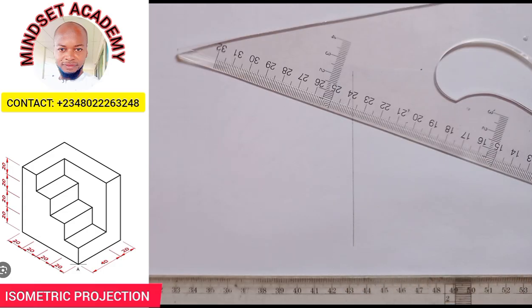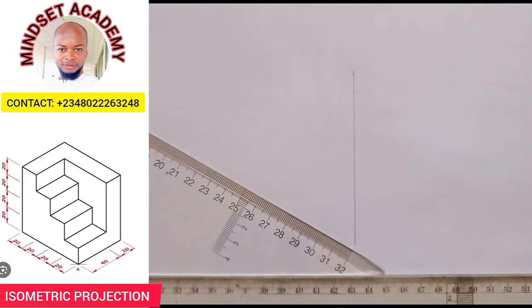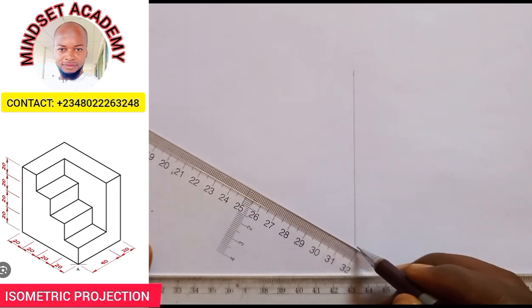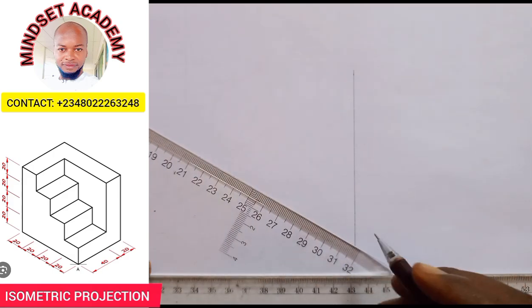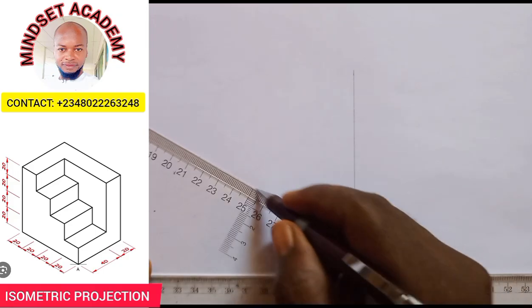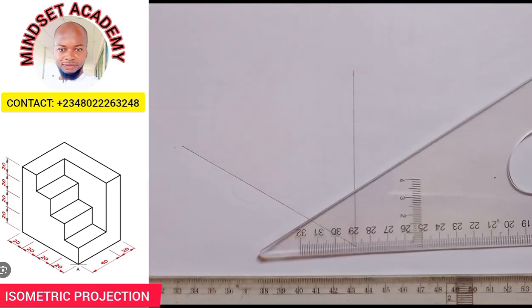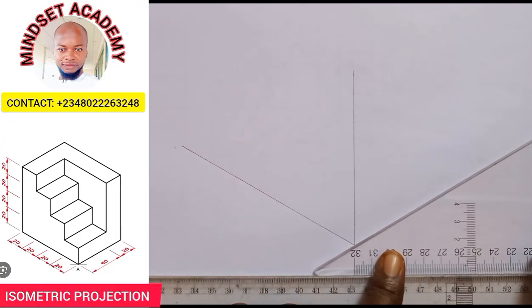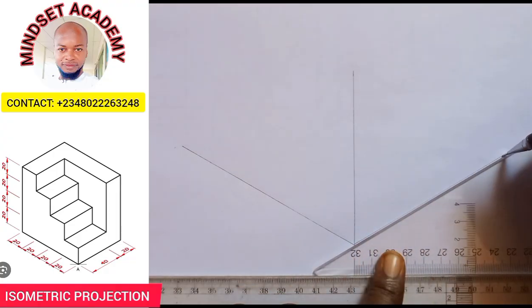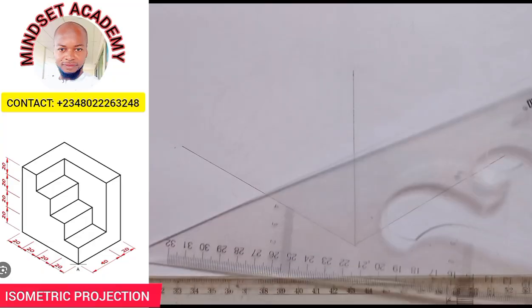And the x-axis is the left inclined axis at an angle of 30 degrees. That means use your set square. We'll have this. Then the z-axis is the one standing this way. Hope you can see that they are all inclined at 30 degrees using your set square.